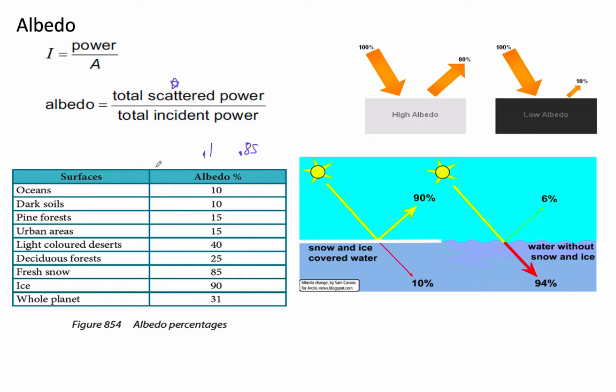And so if you look at this, if it's got a high albedo, this has got an albedo of 80% or 0.8, right? It's reflecting 80% of the light. This dark surface has an albedo of 10%, so it's reflecting only 10%, which means, of course, that 90% is absorbed in this case, right? So, you know, what do you want?